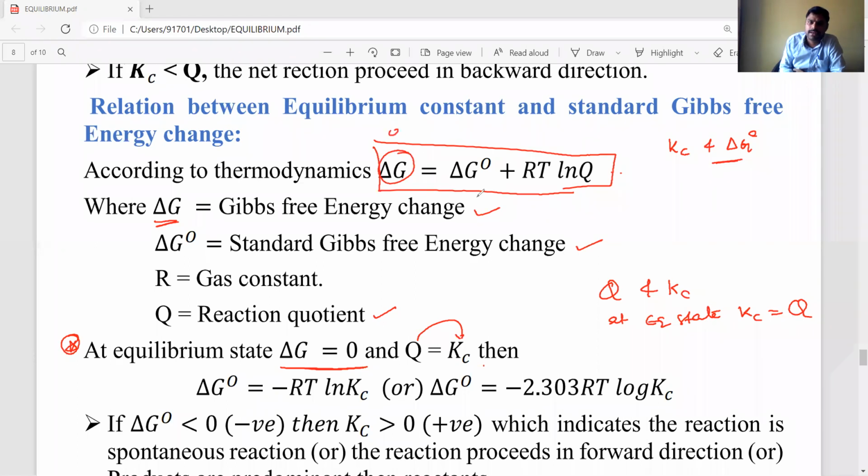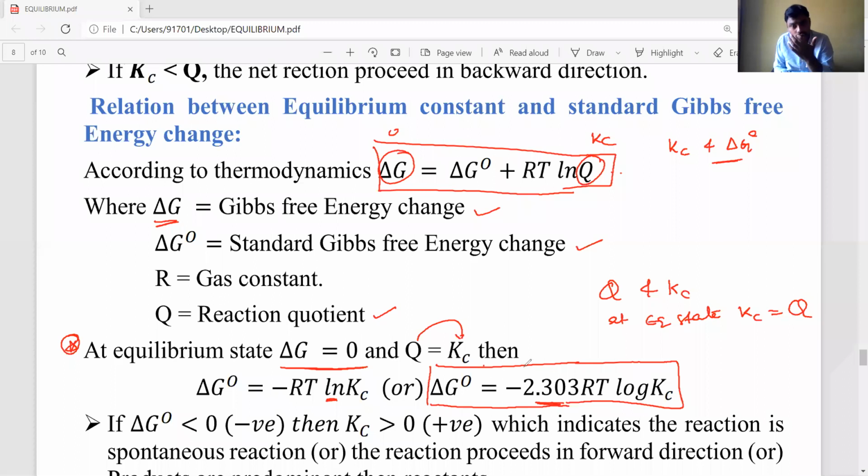Then delta G is equal to 0, and Q becomes Kc. Now delta G naught is equal to minus RT ln Kc. Then we convert ln into log by multiplying with 2.303. Then delta G naught is equal to minus 2.303 RT log Kc.